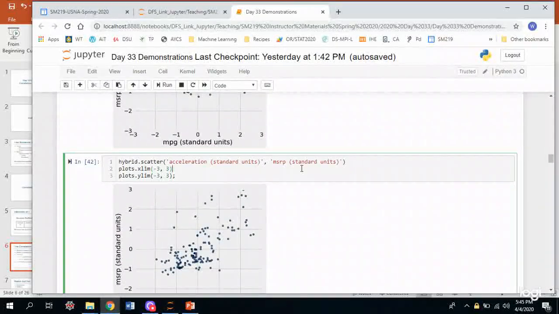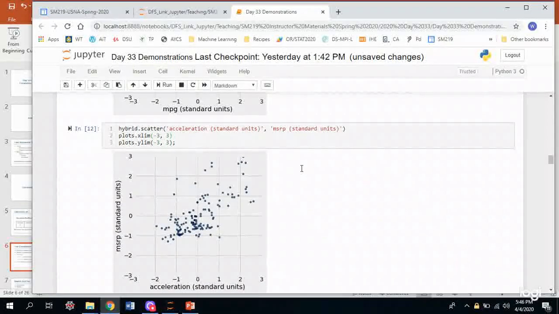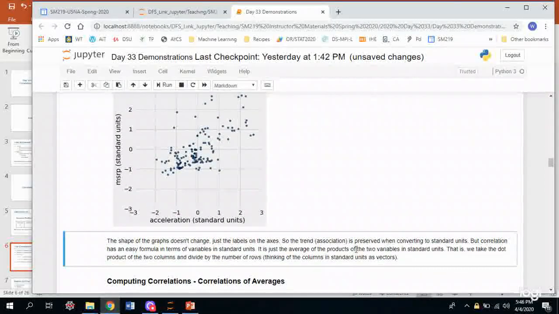Here we'll plot acceleration on the x-axis and sticker price on the y-axis. And again, we get exactly the same positive trend that we had before, but the axes have been relabeled. So the shape of the graphs doesn't change, just the labels on the axes. When you change to standard units, the trend or association is preserved.